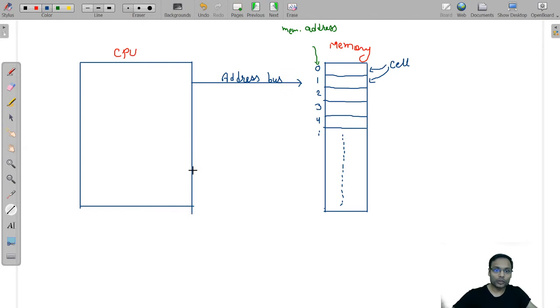So for that there are two control signals. These control signals will be the part of the control bus definitely, and these two signals are what? A read signal for memory and a write signal for memory.